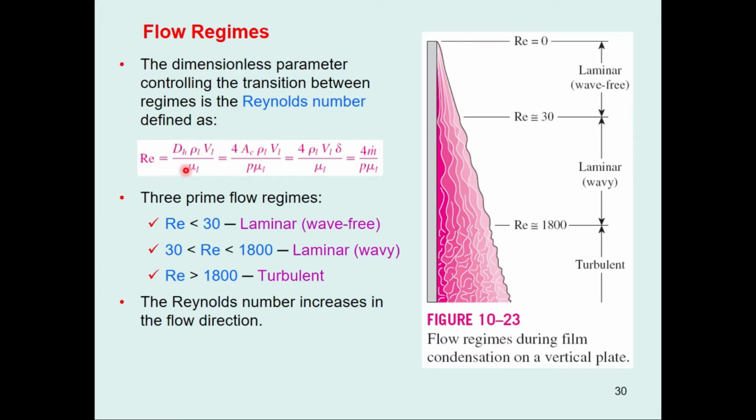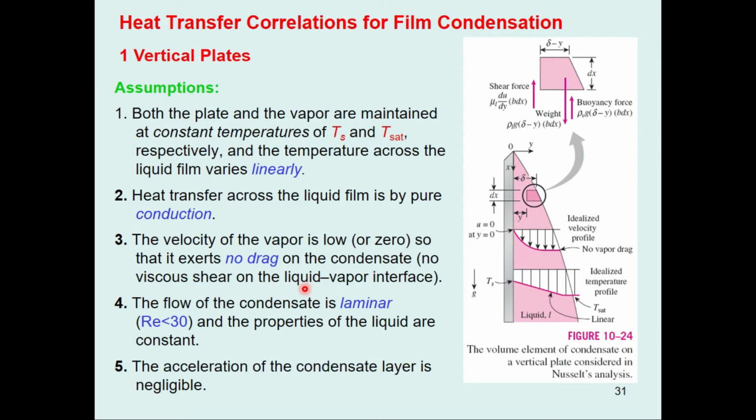This is the basic formula that we have already derived in the previous slide. From this formula of the Reynolds number, we can easily determine whether the flow is in the laminar regime, the wavy regime, or the turbulent regime. The next topic is the heat transfer correlations for film condensation. We have different geometries, and we will determine the heat transfer coefficients for them.